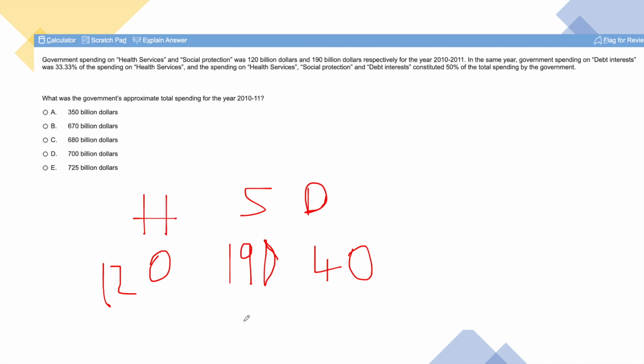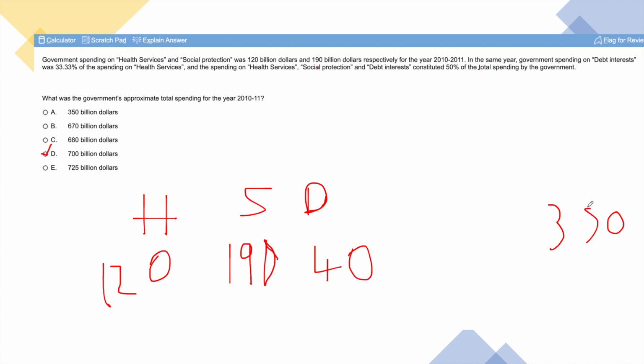Now, all 3 was 50% of the total spending by the government. So what is the total of these 3? 120 plus 190 is 310. 310 plus 40 is 350. That's 50%. So what's 100%? 700. There we go. Pretty okay question again, not too difficult. You might have wanted to draw some stuff out, maybe just to note these values down to extract the information. But that was a pretty good question actually. So far we're all good.